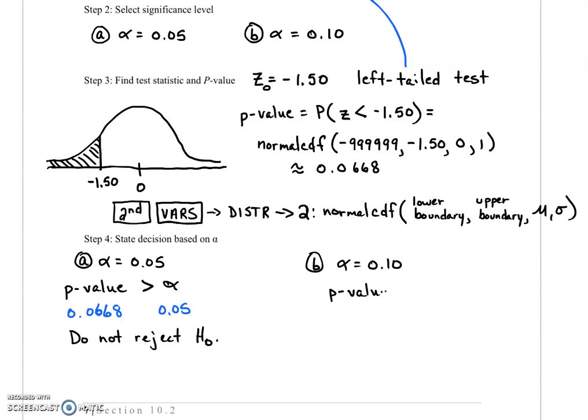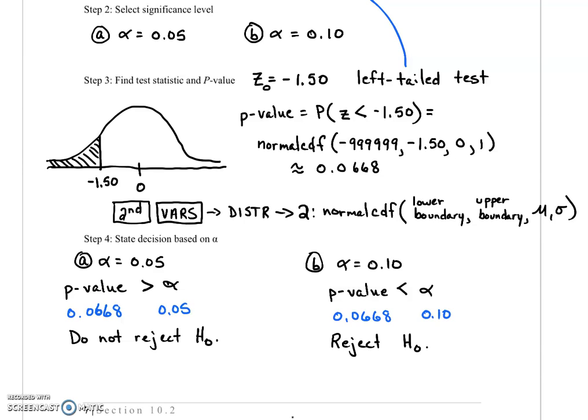What about the p-value compared to alpha when alpha is 0.10? When it's 0.10, our p-value is less than our alpha. And so in that case, we do reject the null hypothesis.